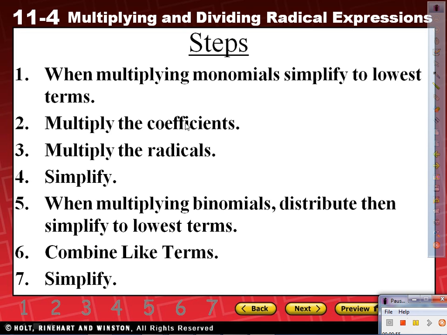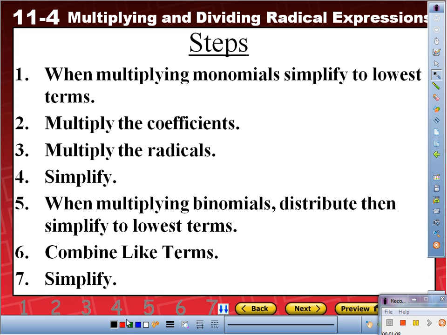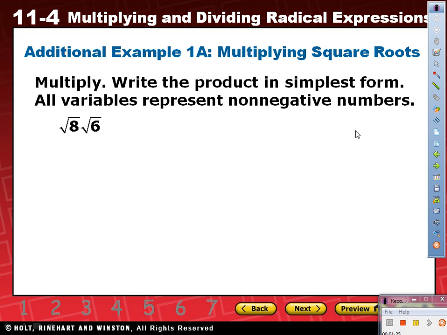So once again, for multiplying monomials, first step, we simplify, multiply the coefficients times coefficients, radicals times radicals, and then we simplify. So this is key right here. Coefficients times coefficients, and then radicals times radicals. We don't do coefficients times radicals. And I'm talking about numbers, and you'll see that right now. And then when we get to the binomials, you'll see when that happens. Here we go. Copy this, please.